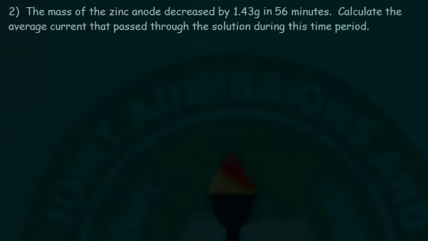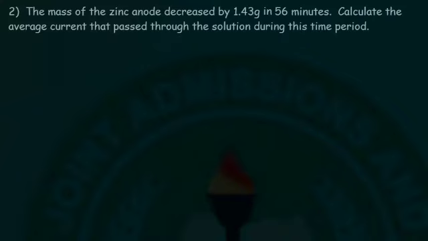Number 2. The mass of the zinc anode decreased by 1.43 grams in 56 minutes. Calculate the average current that passed through the solution during this time period. Now, in the last example, we had the time in minutes and the current in amps, and we were able to calculate the mass in grams. Now we have the mass in grams and the time. We need to find the current.